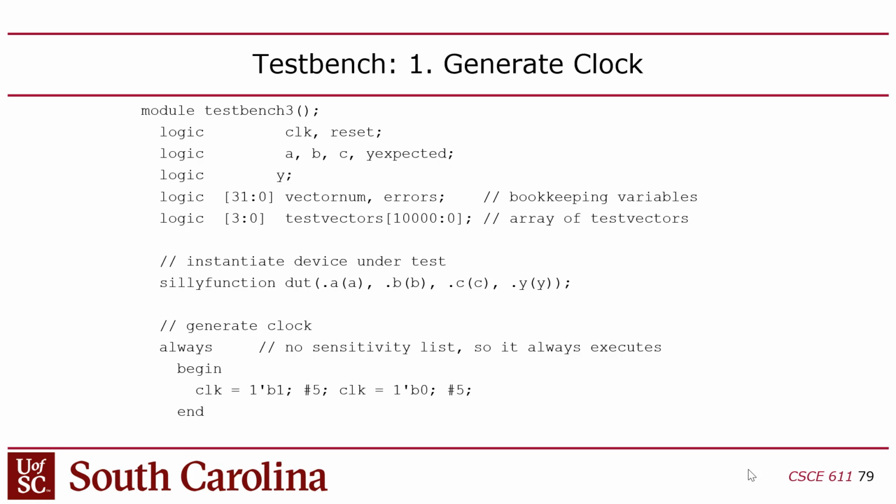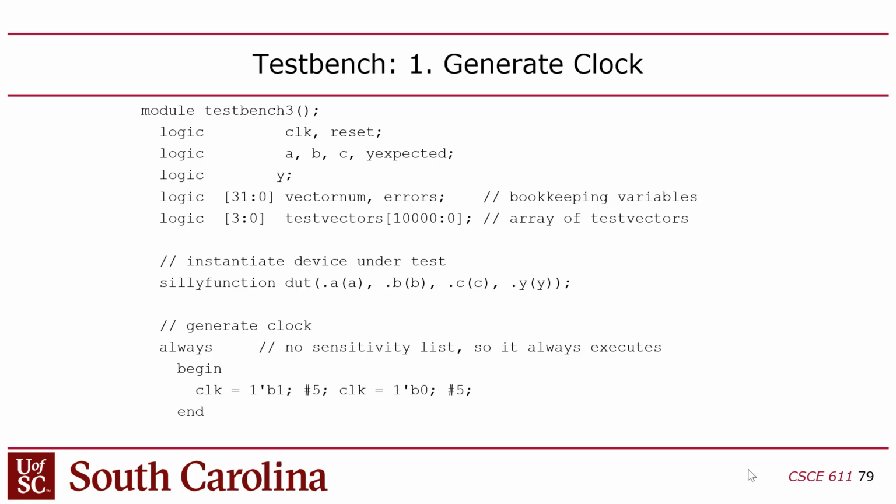Now the problem is that in order to make this work, I'm going to have two versions of the output. There's one version of the inputs, A, B, and C. Then I have a Y that I'm expecting. That's my ground truth Y, the Y from the test bench, the test vectors. And then the actual Y that's coming out of my design under test. So I've got those declared here.